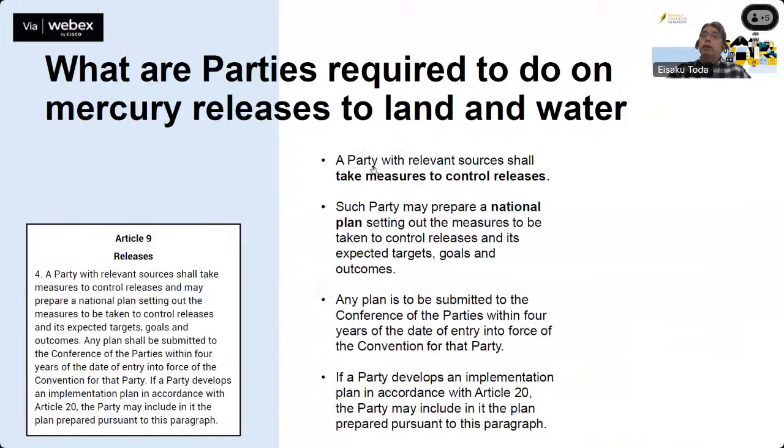And if a party identifies that there are relevant point sources, then a party with relevant point sources shall take measures to control releases. And Article 9, paragraph 4 says that in taking those measures, parties may prepare a national plan. And there's a requirement about when to submit the national plan, and the national plan may be a part of a larger national implementation plan. So this is quite similar to what Article 8 says about the mercury emissions.